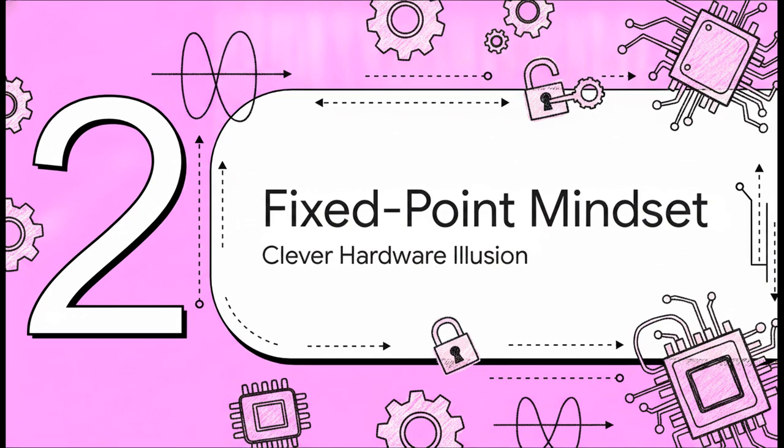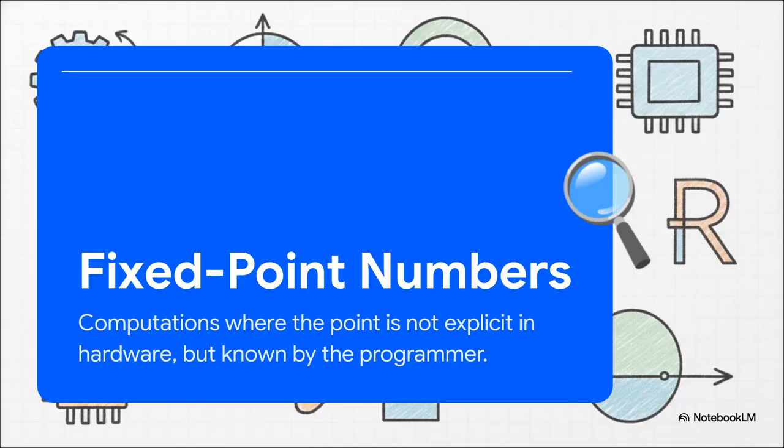A clever hardware illusion. Enter the hero of our story, the fixed-point number. By definition, these are computations where the binary or decimal point is not represented explicitly in the hardware at all. The processor literally just sees raw bits, zeros and ones. Instead, the position of that point is tracked and known entirely by you, the programmer, writing the code. So whether it's a pure fractional number or a mix of integer and fractional bits, the hardware is completely oblivious to it. It's just doing integer math.